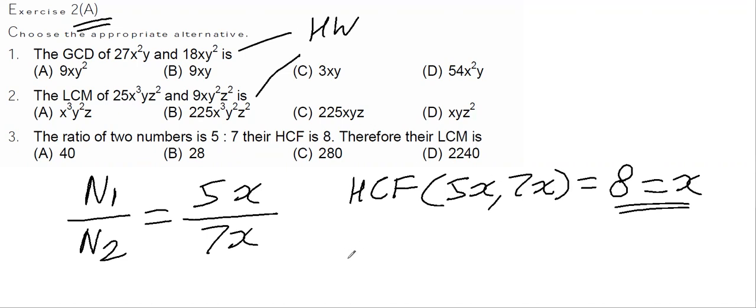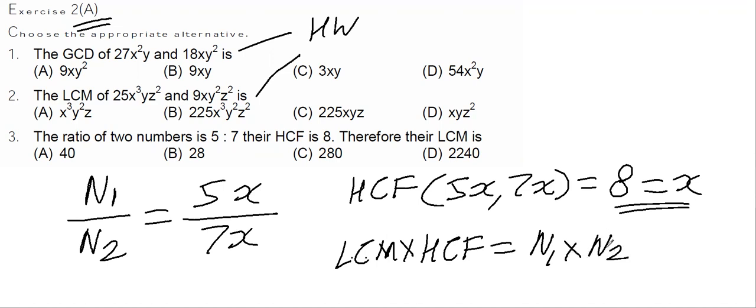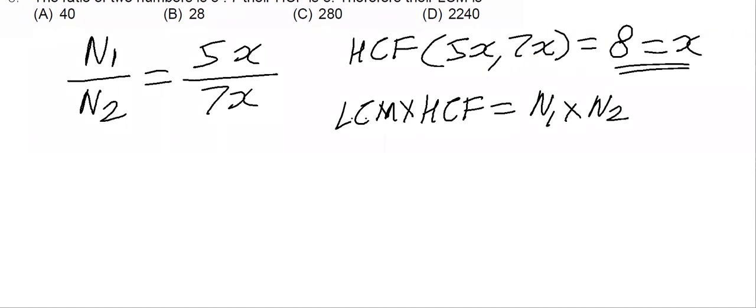Okay, I have a formula. What is the formula? Formula is LCM into HCF, that is nothing but n1 into n2. Product of numbers is equal to LCM of those two numbers and HCF of those two numbers. So what is the LCM we need to find? What is the HCF of these two numbers? It is 8.